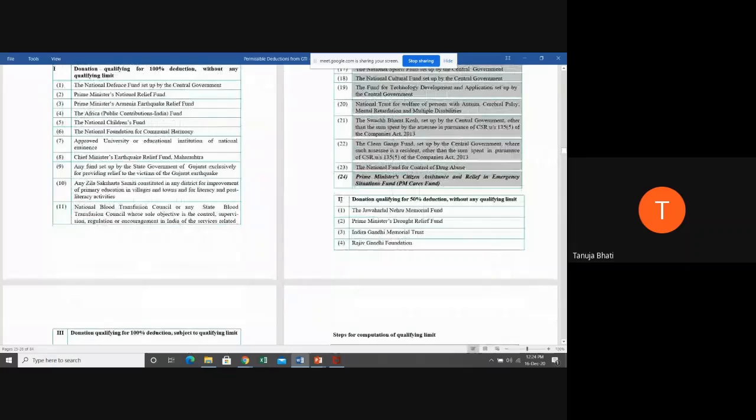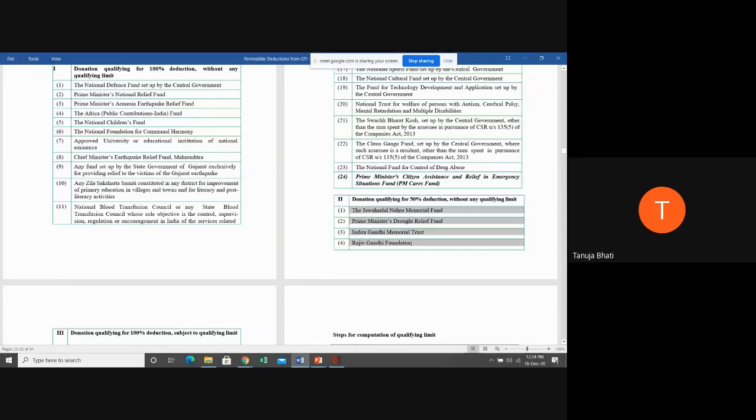Now let us see the second class. Second class is donations qualifying for 50% deduction without any qualifying limit. The first part was 100% without seeing the expenditure or without seeing the donation limit. Second is 50% deduction, again without seeing any qualifying limit.